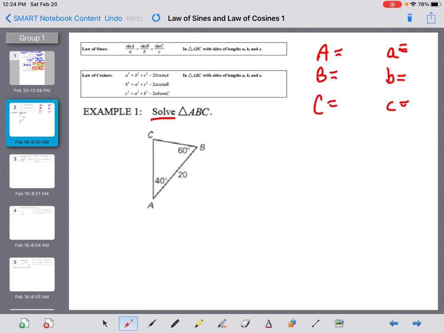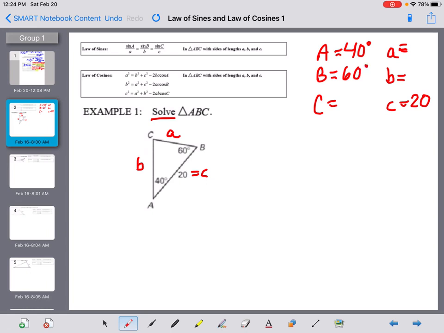Again, one of the most important things to do is to be able to label your triangle so you know that you're putting the right numbers in the right spot. So I definitely have angles right now of A, B, and C. Across from big angle A is little side A. I don't know it. Across from big angle B is little side B. I don't know it. Across from angle C is little side C, and I do know side C is 20. Angle A is 40, and angle B is 60.